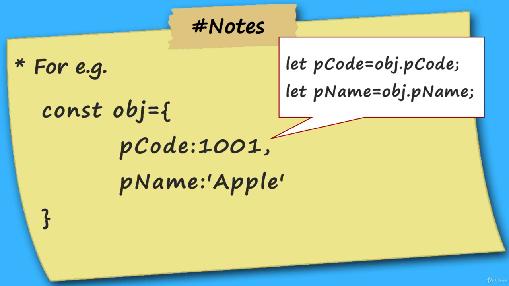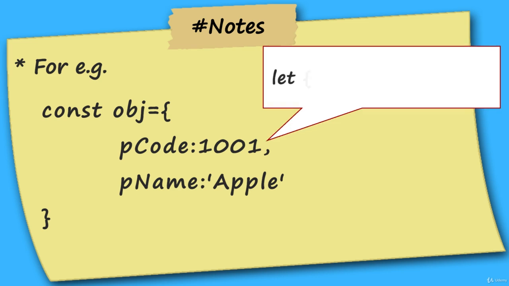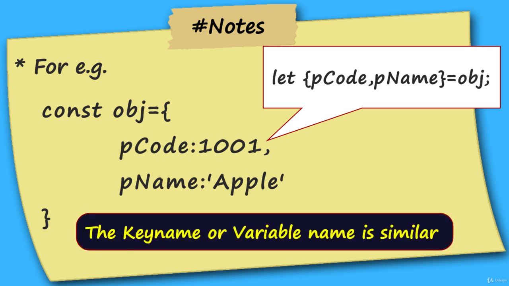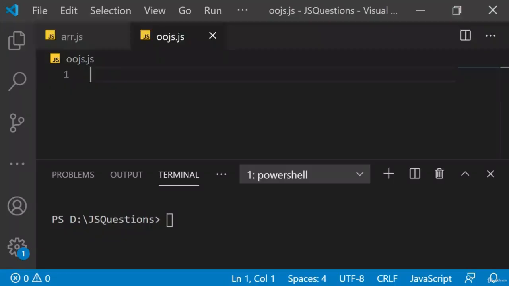So instead of that, you have an easier way in ES6 like this, where you say let, and in the curly brackets you put the list of all the variables and then you assign the object. You do have to take care that the key name and the variable name are the same. For example, in this figure, you see that I have already given pcode and pname, which are the same keys in the obj as well. Let's try it practically to get a clear idea.